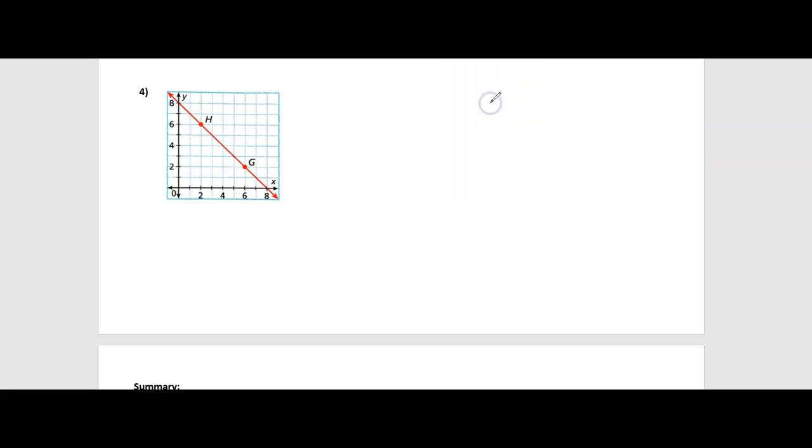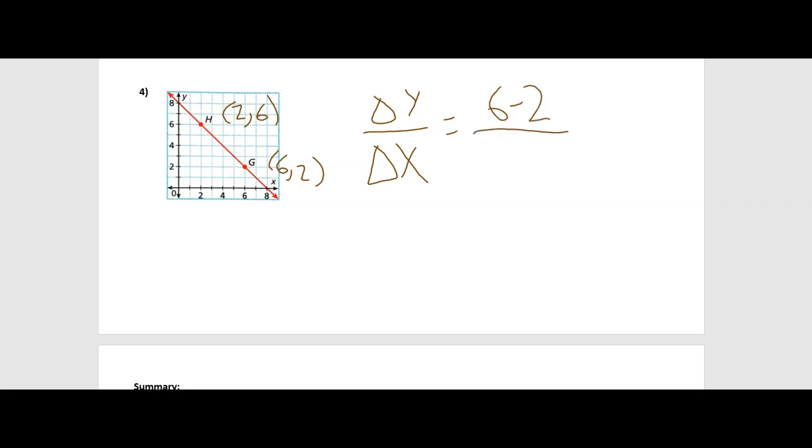All right, so our 2 points here are 6 and 2 for G, and H is 2, 6. So my change in y over change in x is equal to 6 minus 2 all over the quantity 2 minus 6, which gives me 4 divided by -4, which gives me -1. So again, our line is going down and to the right, so that is going to be a negative slope.